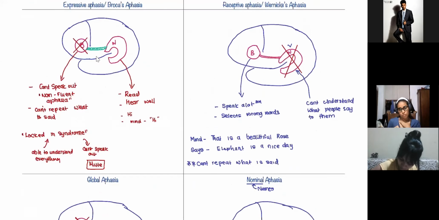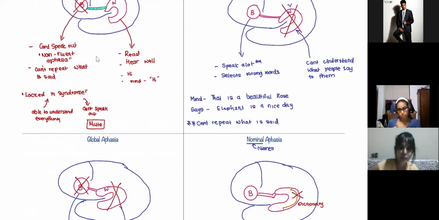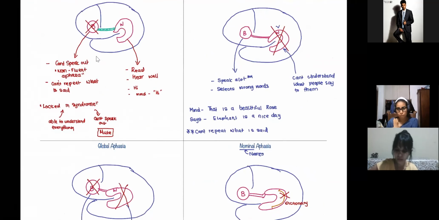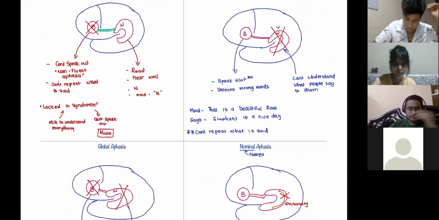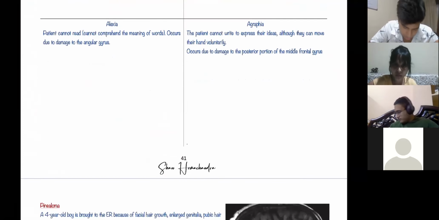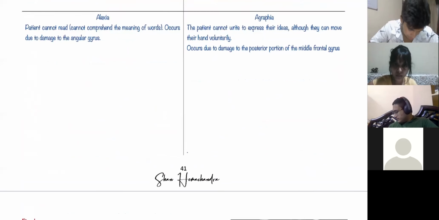Guys, remember, the most common cause of damage for these is strokes. Can you guys tell me which artery is damaged? MCA. Okay. It can't be hard because we have done the arteries and everything several times now.